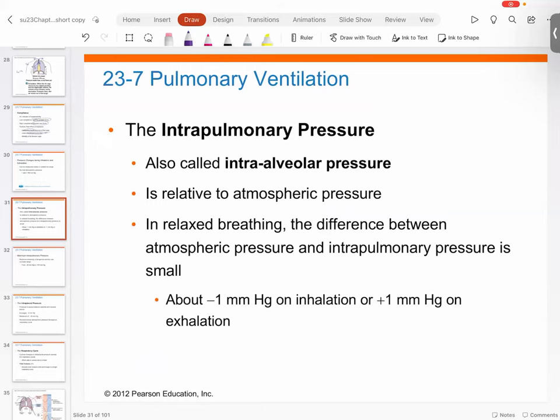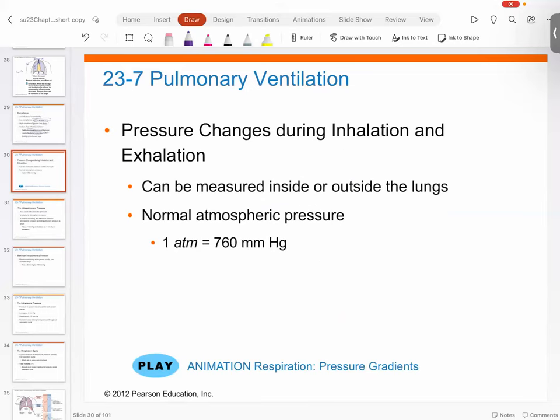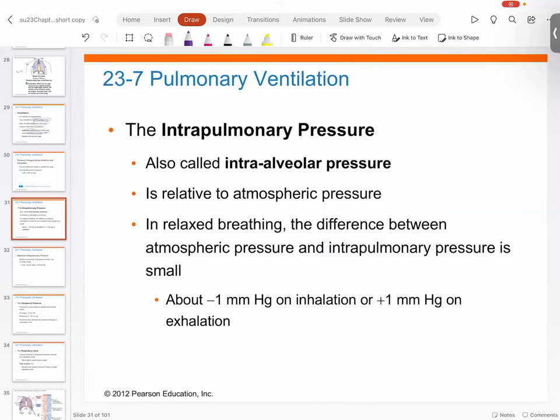Now the intrapulmonary pressure, there are a couple of things I need to talk about here. First of all, the atmospheric pressure is always the same. It's always going to be one atmosphere or 760 millimeters or torr. It doesn't really matter, either one you want. Then we want to take a look at what's called the intrapulmonary pressures. So this is called intra, or inside the alveoli, pressure. And this is always relative and you're always comparing it to your atmospheric.